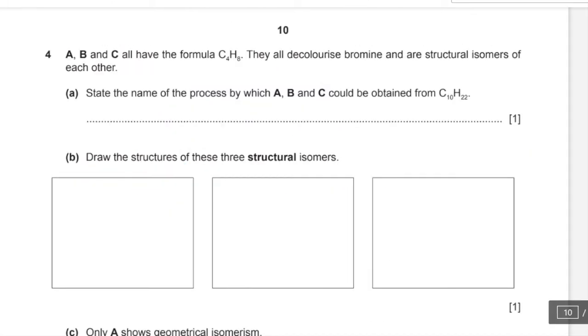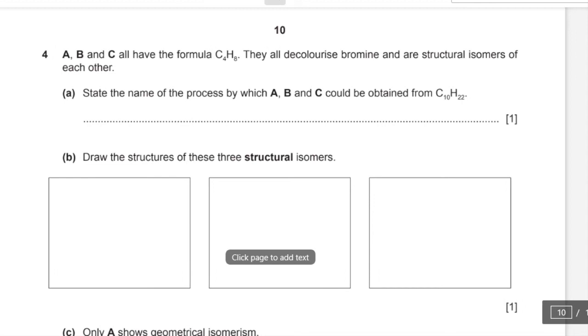4. A, B, and C all have the formula C4H8. They all decolorize bromine and are structural isomers of each other. So they have a single double bond. A. State the name of the process by which A, B, and C could be obtained from C10H22. So obtaining a smaller chain hydrocarbon from a larger one can be done by the cracking process.